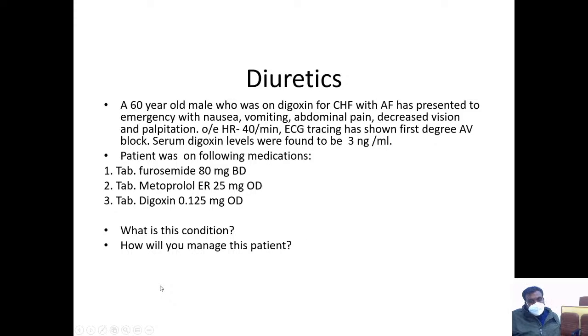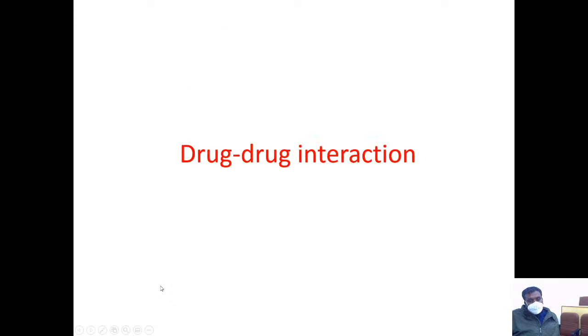So these are the prescriptions we have seen today, and next you will be seeing drug-drug interactions, which will be taken by Dr. Archana. Thank you.